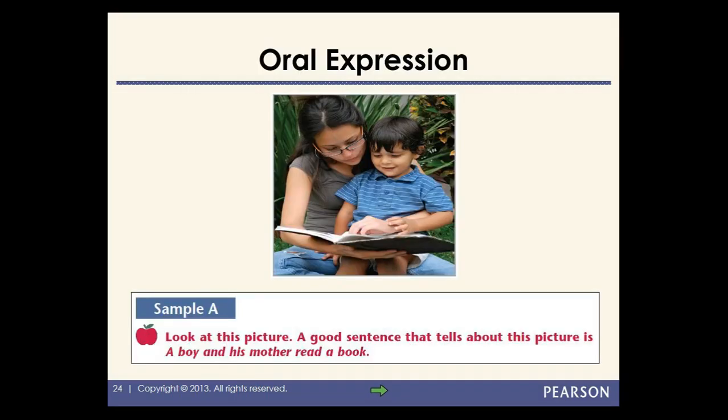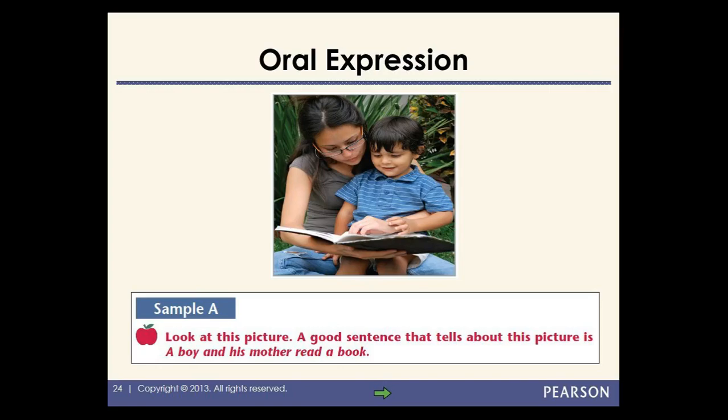Okay, let's look here. This is oral expression. I just wanted to give an example. This is sample A, where you're going to be showing a picture, a very appropriate picture here, saying, look at this picture. A good sentence that tells about this picture is, a boy and his mother read a book. So the great thing here is you're going to be seeing actual pictures, and you're just going to be asking them to give a good sentence that tells about that picture.